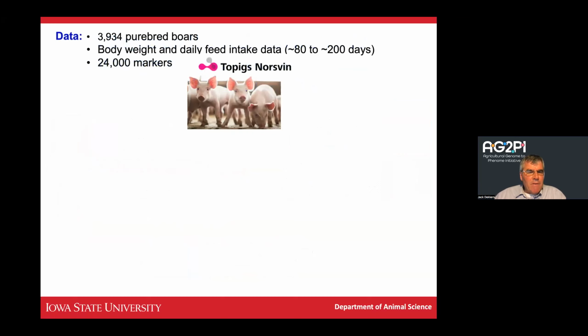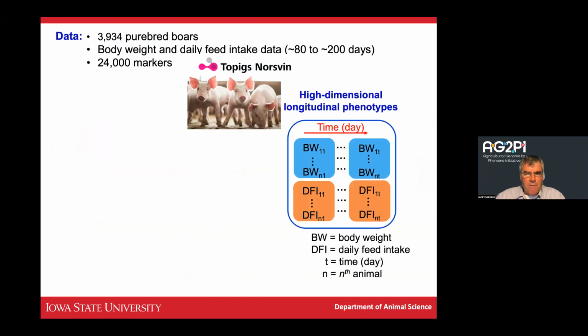The data we had was from almost 4,000 purebred boars, so we are still looking at one environment, a high health environment, purebred animals. The next step would be to expand that to other environments, but we have body weight and daily feed intake data during that test period, and they were also genotyped for 24,000 markers across the genome. From that, then we have daily body weight and daily feed intake over that growth period.